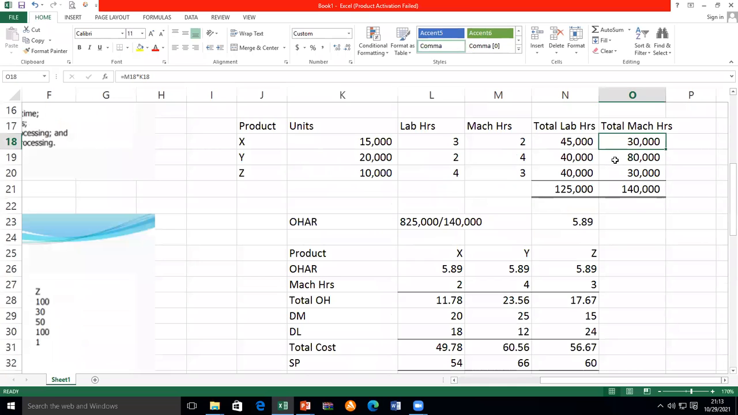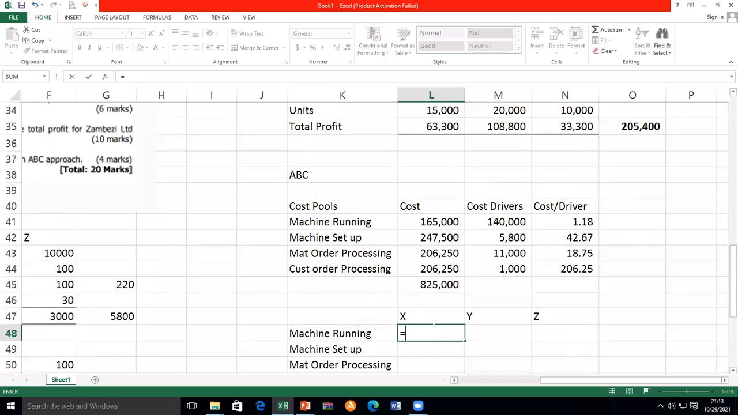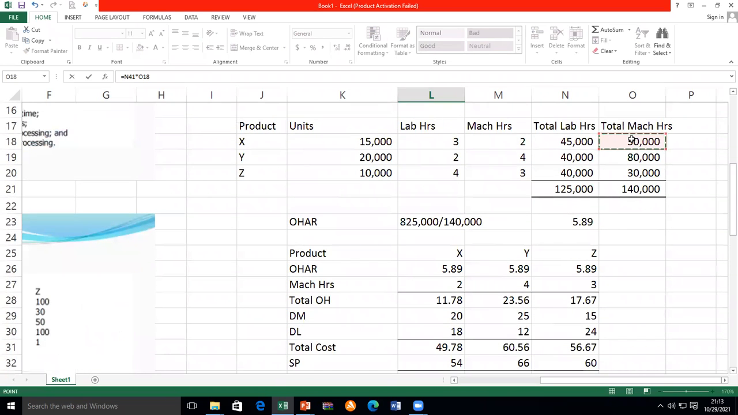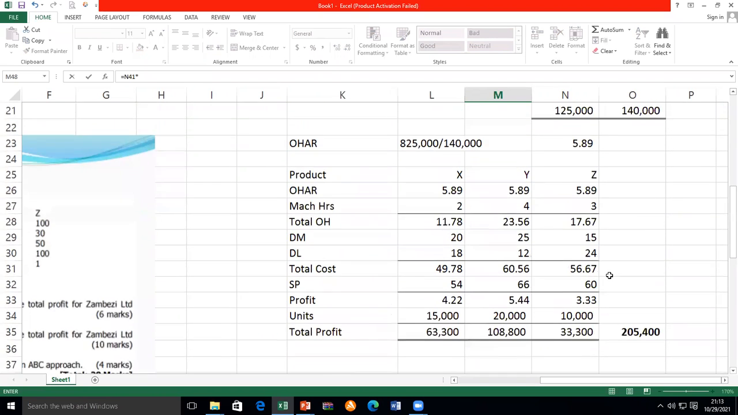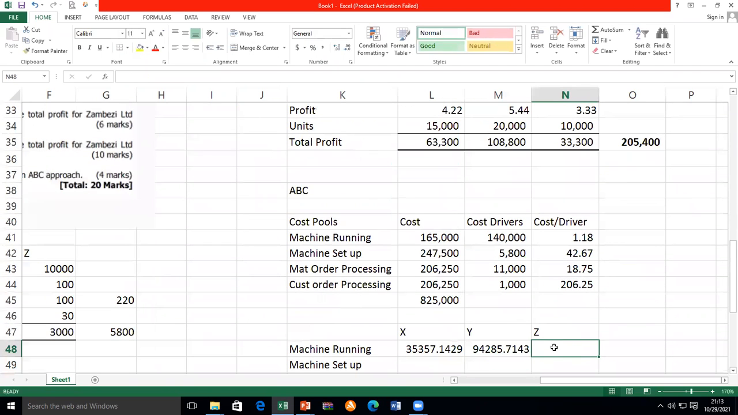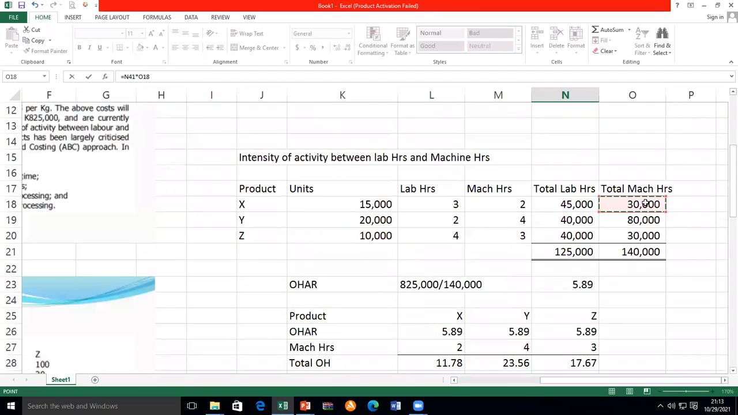The hours here are 30,000, 80, and 30. So you multiply now. You pick that cost per driver, then multiply by the number of hours that have gone here. Again, you pick that, multiply by the number of hours. Then again, you pick that, multiply by the number of hours. So you are done with that.